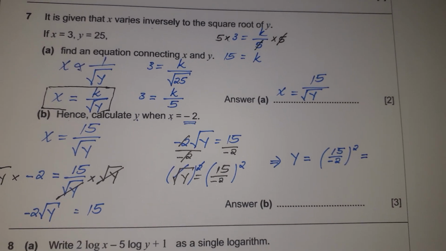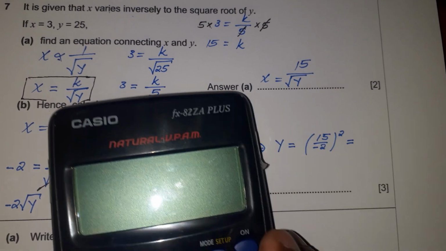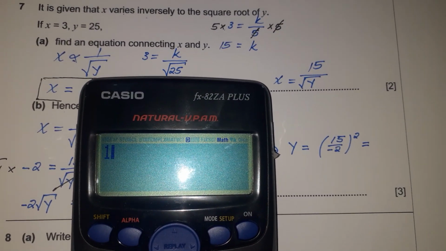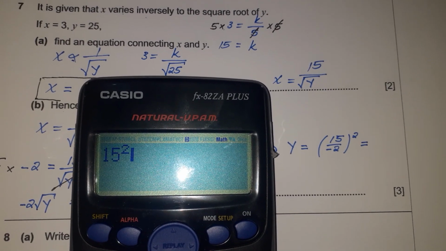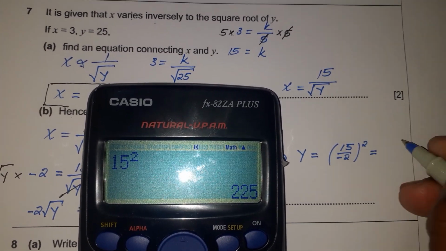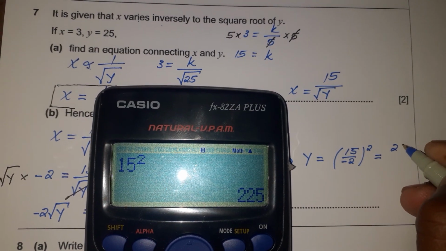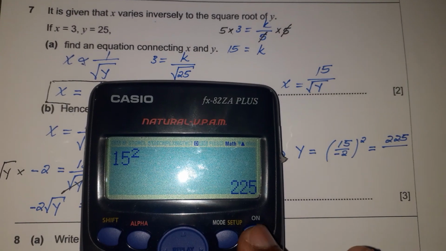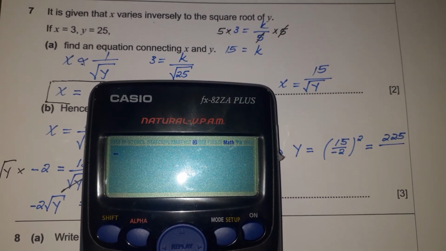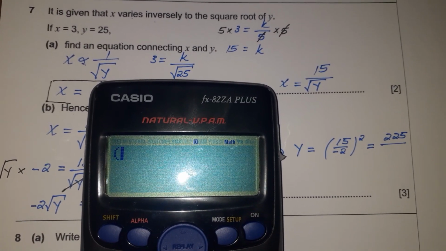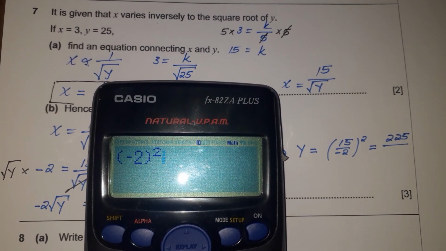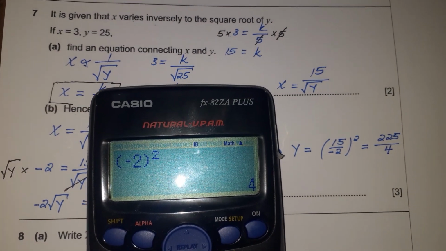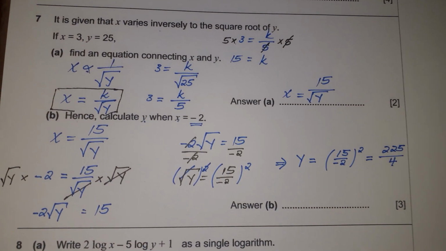What is that equal to? Let me use my calculator. 15 squared equals 225, over negative 2 squared equals positive 4. That is the final answer.